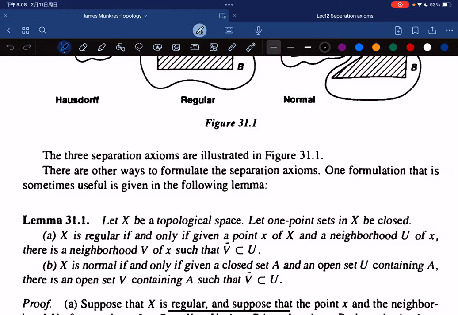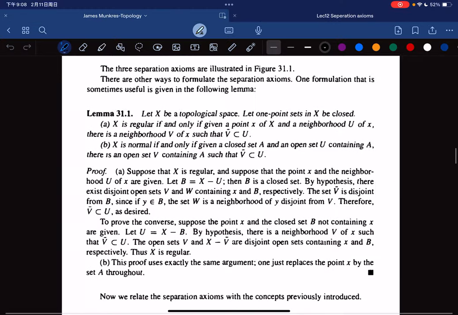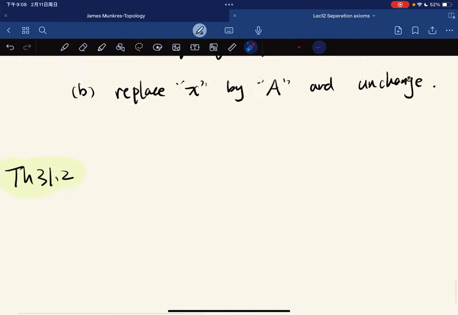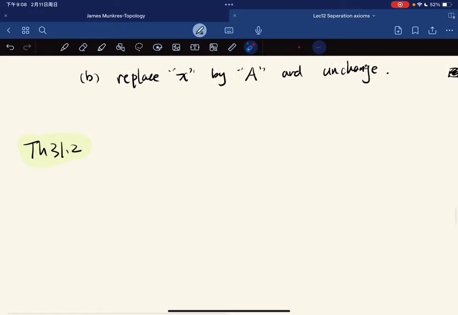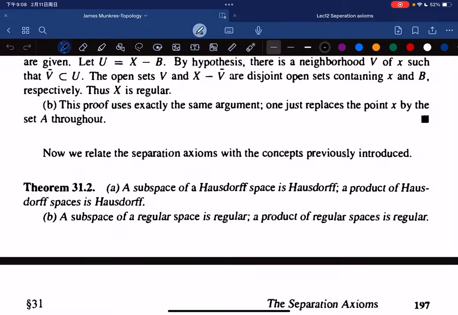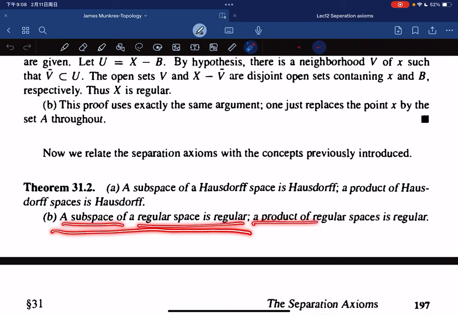And here we move on to the next thing, which is: a subspace of a Hausdorff space is Hausdorff, and a product of Hausdorff spaces is Hausdorff. For part A, I will skip it because I think I mentioned it previously, and the proof is not that hard. So I will only prove part B. Part B is about regular spaces: a subspace of a regular space is regular, and a product of regular spaces is regular.